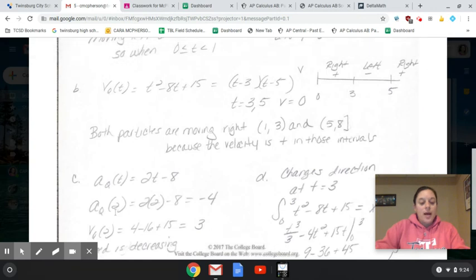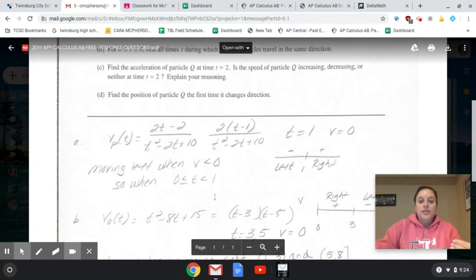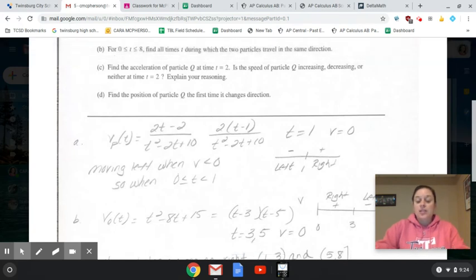It wants to know what happens when you put 2 in. So you put 2 in, you get -4. So that's the easiest part of the question. Then it wants to know if it's increasing or decreasing in its speed.